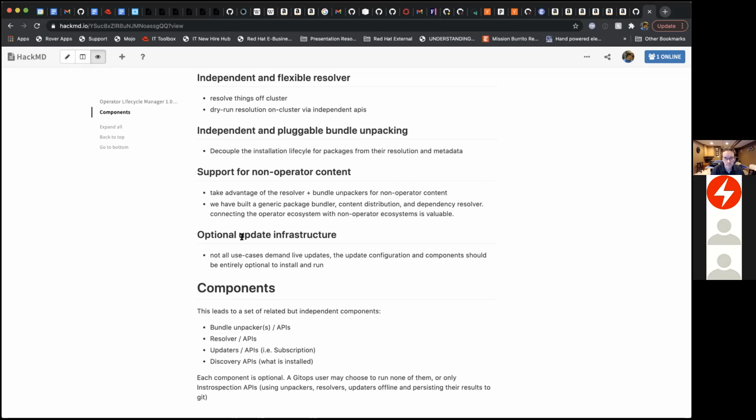I guess, and then yeah, the last one was that our entire on cluster update infrastructure should really be optional, because there's lots of use cases where the live update is not what you want. Any GitOps flow doesn't need that component, right? So I think that's worth looking at. That leads to a set of independently useful components potentially that together would make up the OLM or the operator framework story, but which could all be used on their own as well.